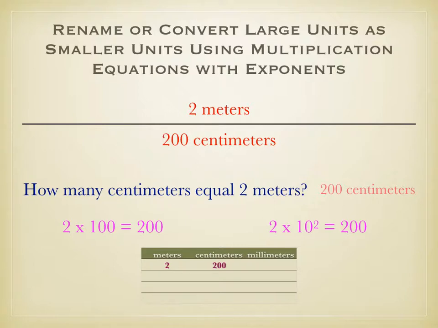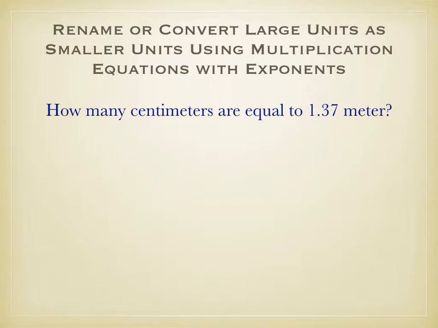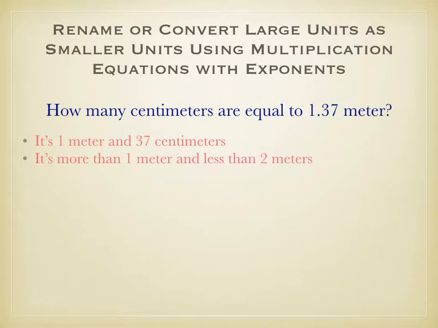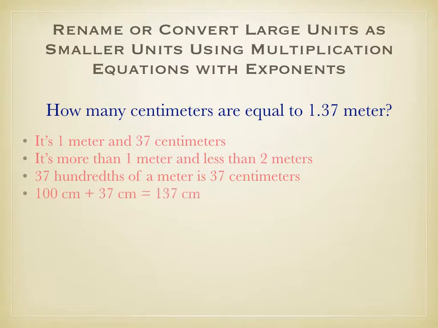So let's try another one where we figure out how many centimeters are equal to 1.37 or 1 37/100 meters. Well, let's think this through. It's 1 meter and 37 centimeters. It's more than 1 meter and less than 2 meters. 37 hundredths of a meter is 37 centimeters. And 1 meter is 100 centimeters, so it's 100 centimeters plus 37 centimeters equals 137 centimeters.